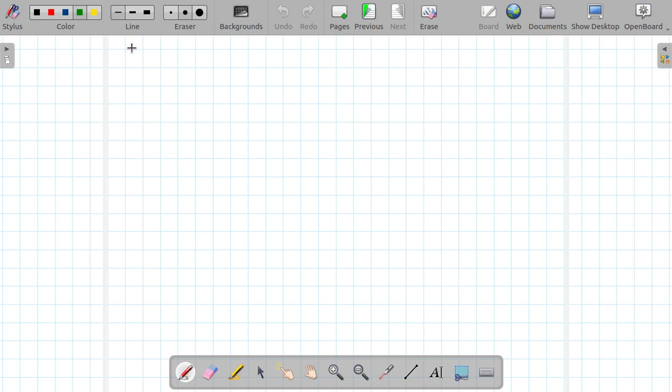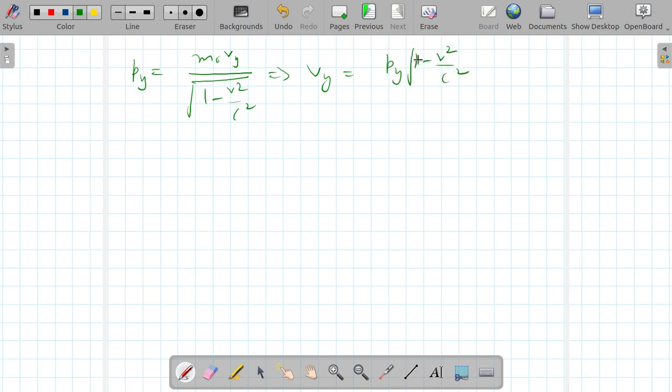So now, what is Vy? Since Vy is equal to M naught Vy over 1 minus V square over C square under the root. So from here, Vy can be calculated as Py times 1 minus P square over C square under the root upon M naught.